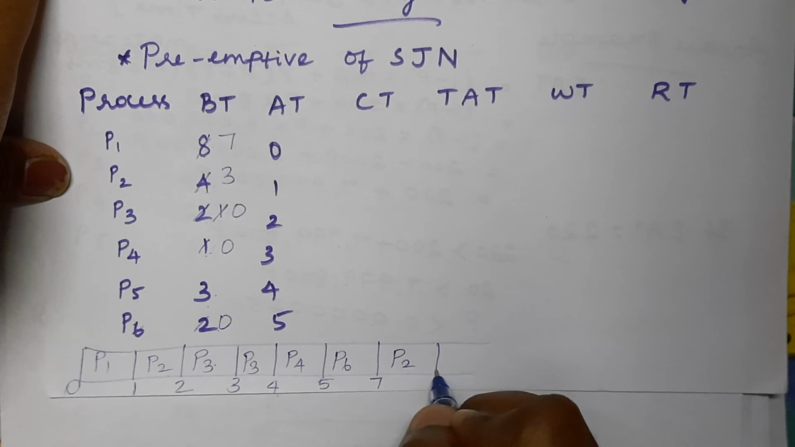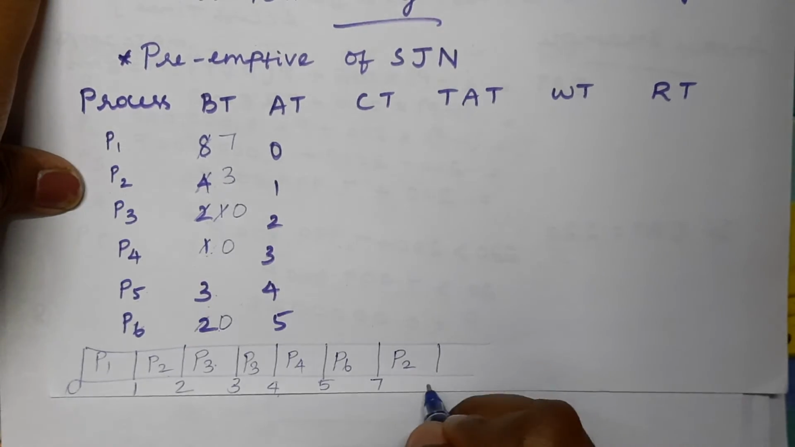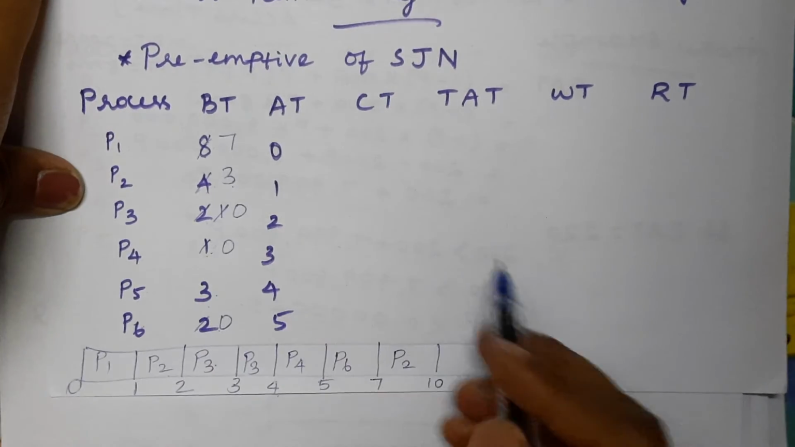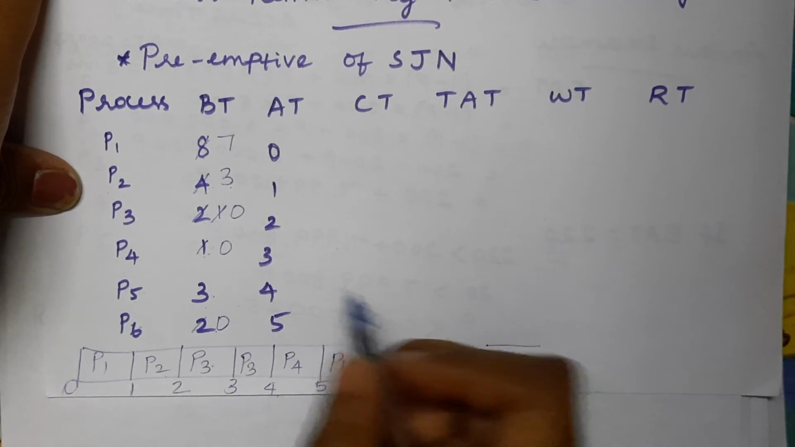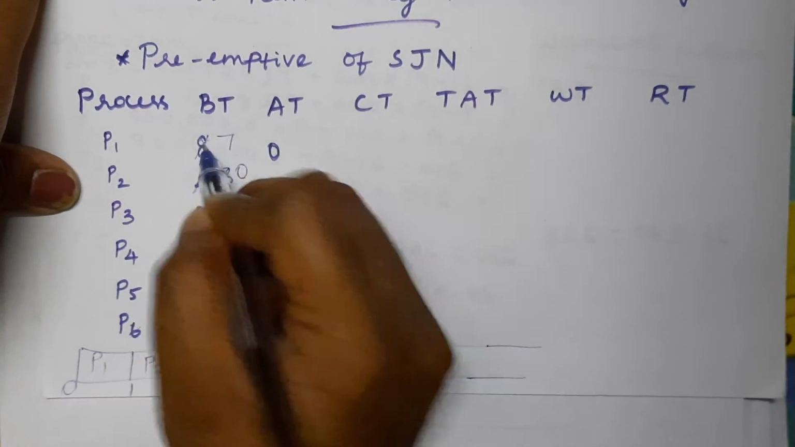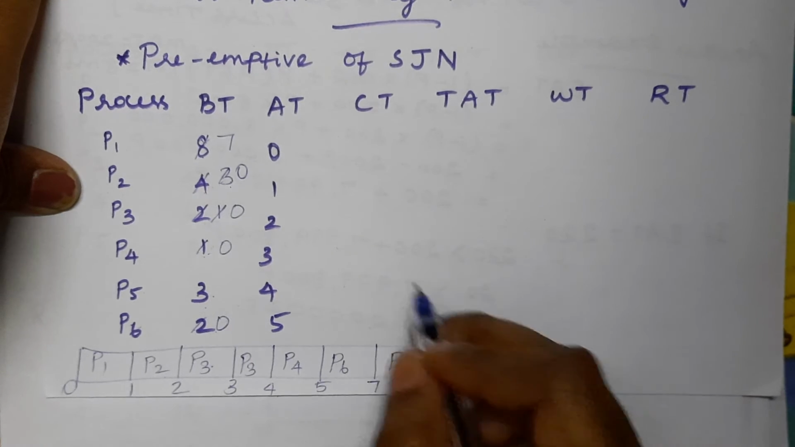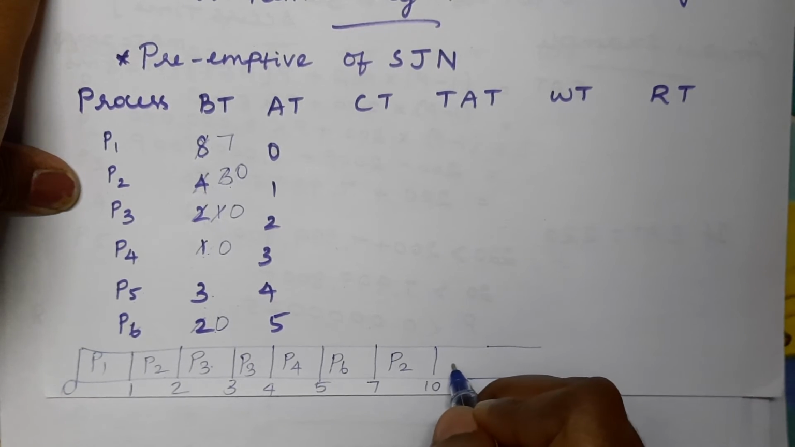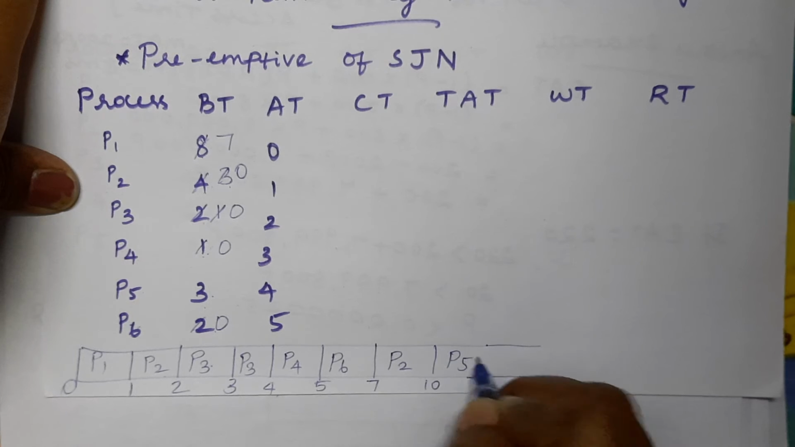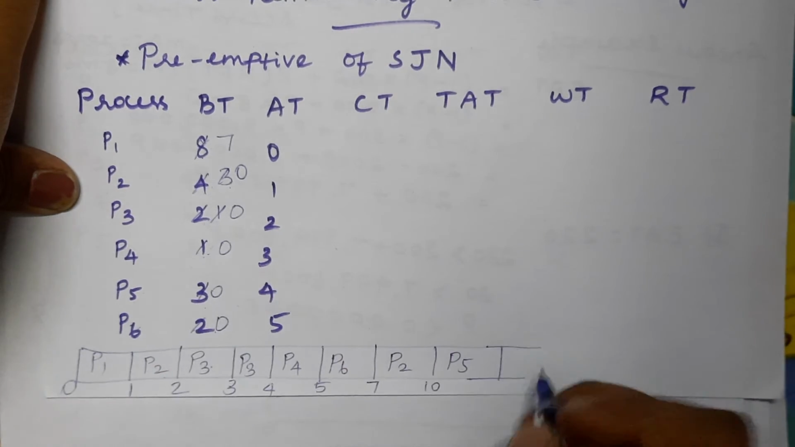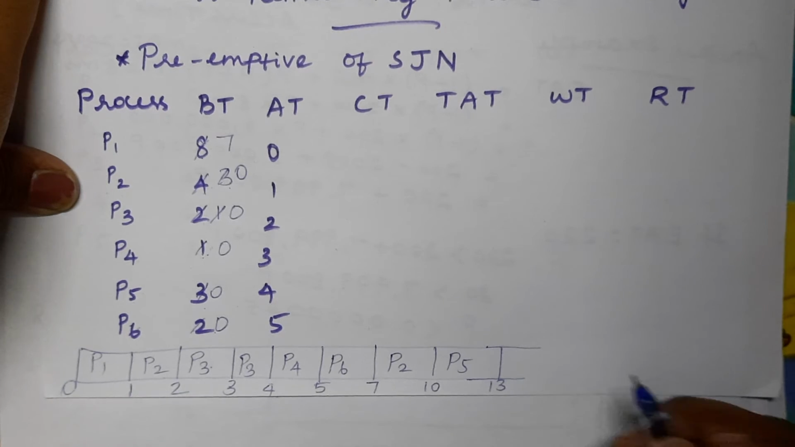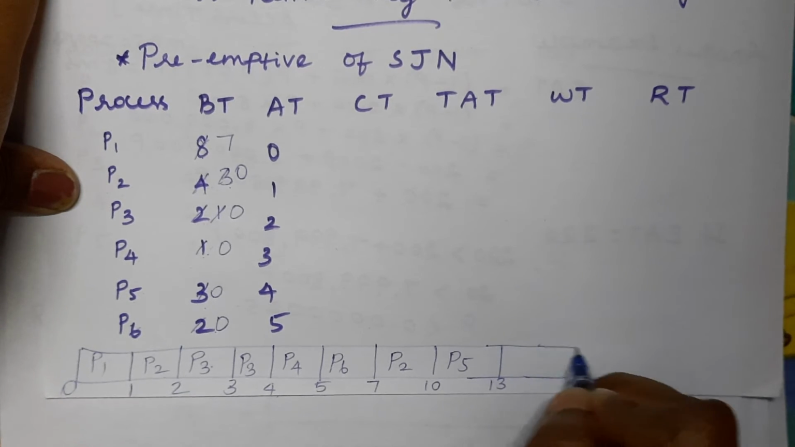So we are just scheduling P2. Here it will be executed for 3 unit time. So at time 10 it will be completed, and the remaining are P1 and P5. If you compare these two, P5 has the least burst time, so we need to schedule P5. Its remaining time is nothing but 3, so it will be completed at time 13.